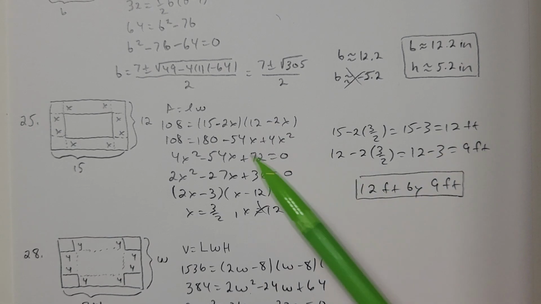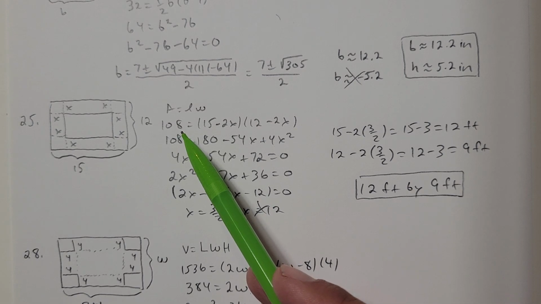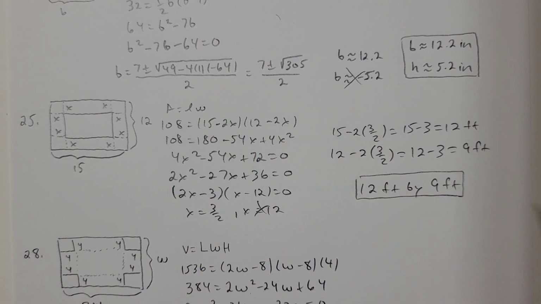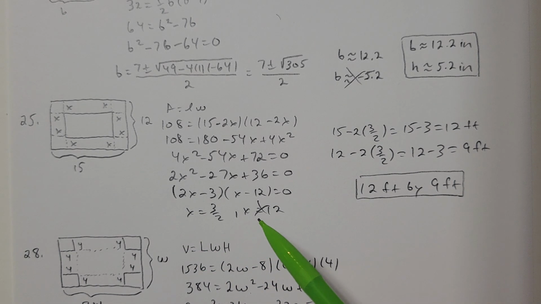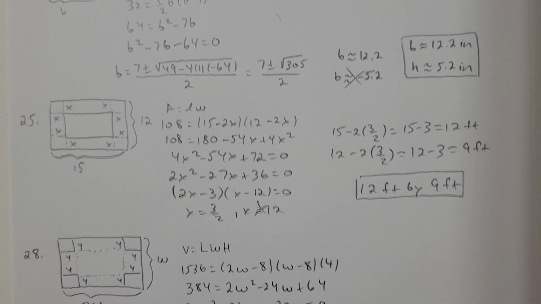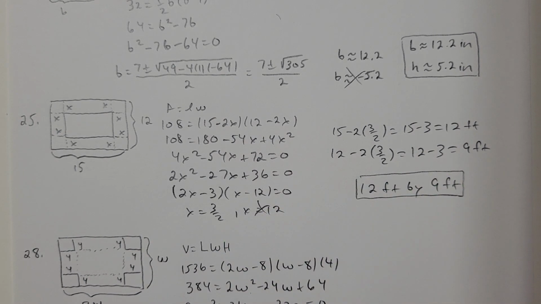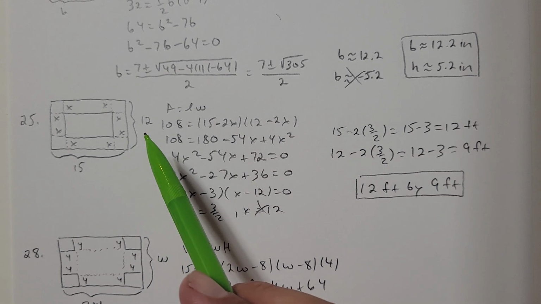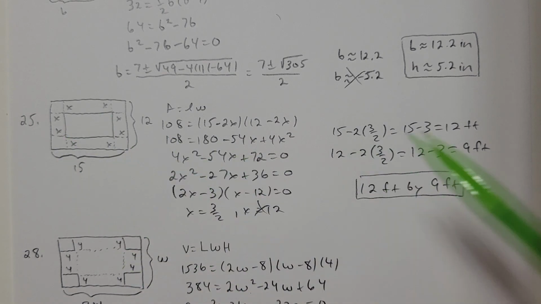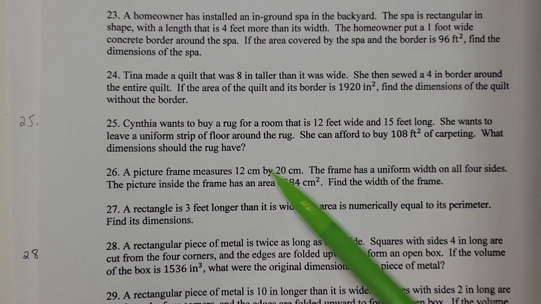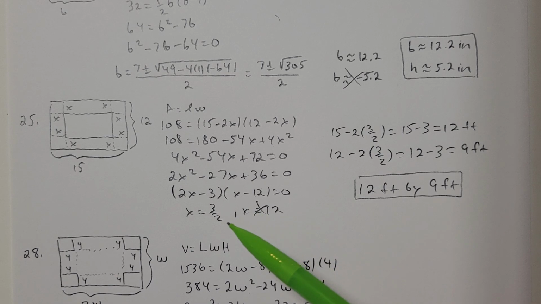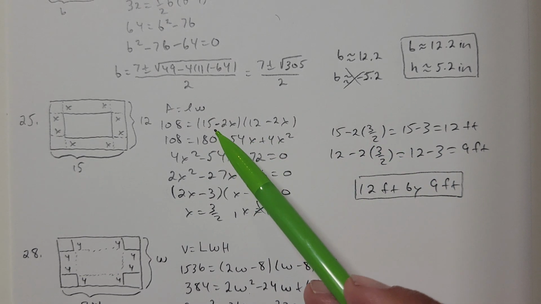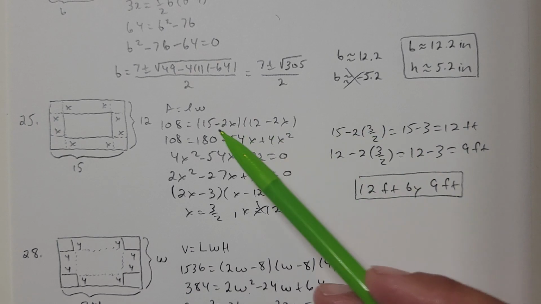Okay, so this person bought 108 square feet of carpeting and is going to put it in the room. Okay, so x is going to be 3 halves, or go ahead and throw away the 12. x is 1.5 feet. So it's 1.5 feet from the edge of the rug to the edge of the room on all 4 sides. Okay, now they're asking for the dimensions of the rug, right? What dimensions should the rug have? Well, now I know x is 3 halves. Let's go ahead and plug that in to here and here to get the length and the width.